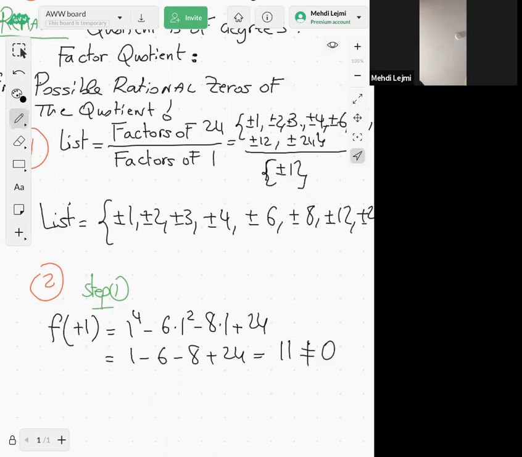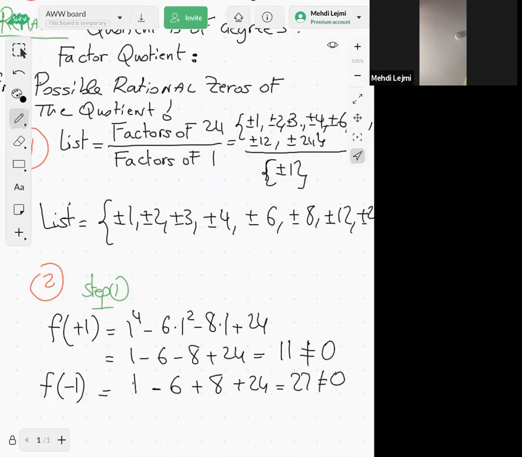And if you try negative 1, you're going to have negative 1 to the power 4, that's positive 1, minus 6 times negative 1 squared, that's positive 1, so it's minus 6, plus 8 plus 24. So that will be minus 5 plus 8, that's plus 3, plus 24, it's plus 27.